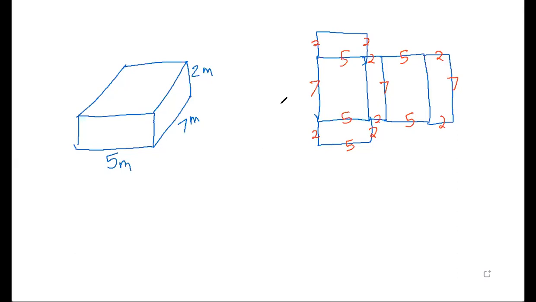How are we with this so far? How are you guys at home? Are you understanding how we turned this prism into a net, into a flat shape, and how the dimensions apply? I'm seeing smiley faces in the chat room, so that's good.